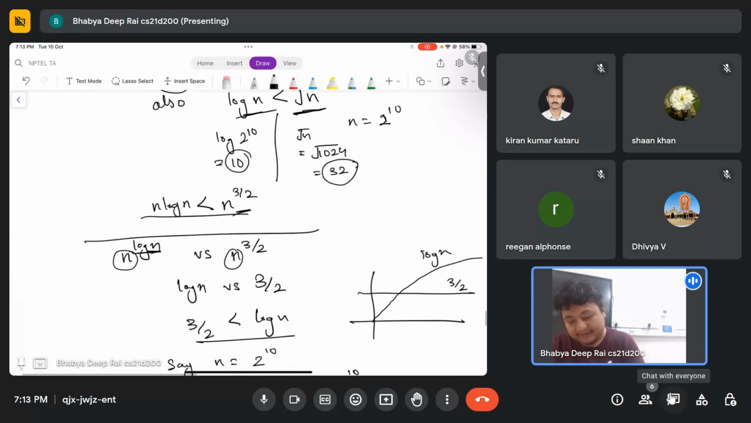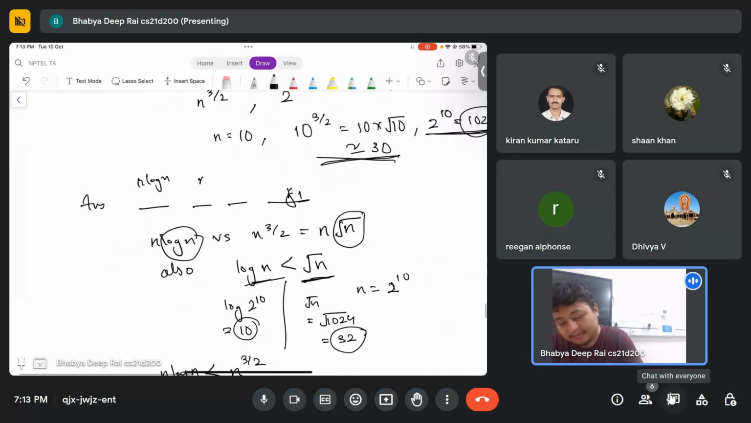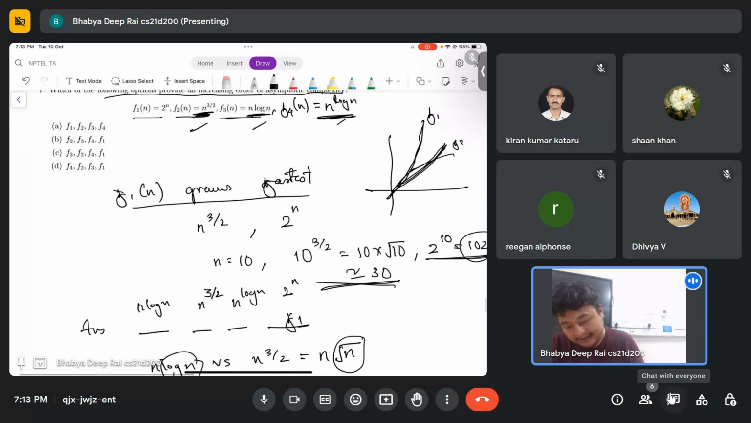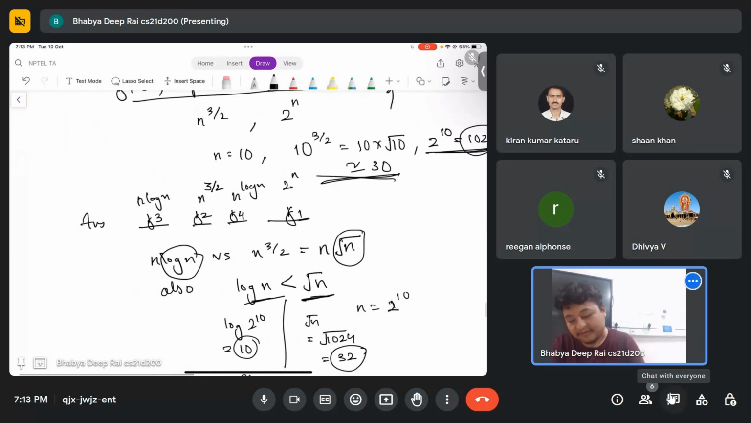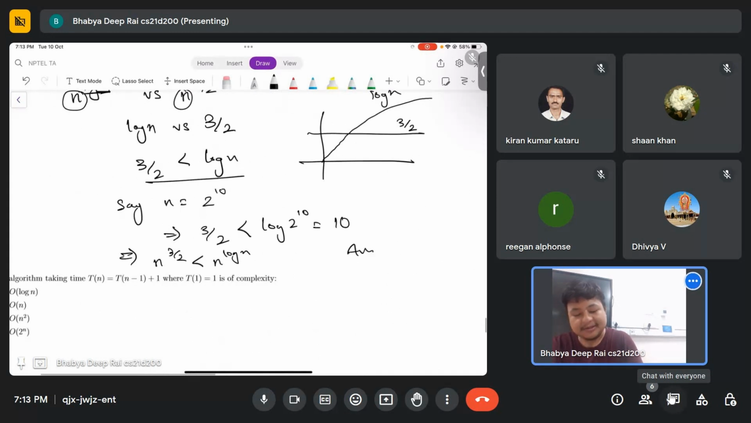Because of this, we have that the smallest is n log n. Slightly bigger is n to the 3 by 2. Slightly bigger is n to the log n. And the largest is 2 to the n. So, n log n is f3, n to the 3 by 2 is f2, and n to the log n is f4. So 3 2 4 1 is the order. So your answer is C.